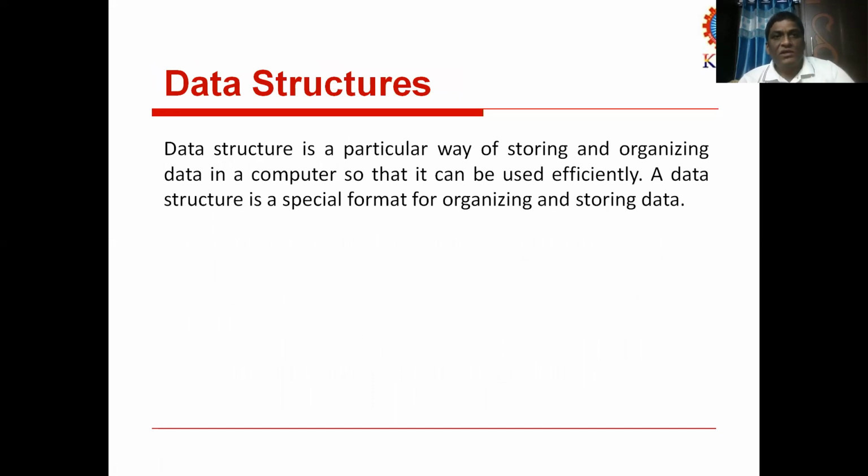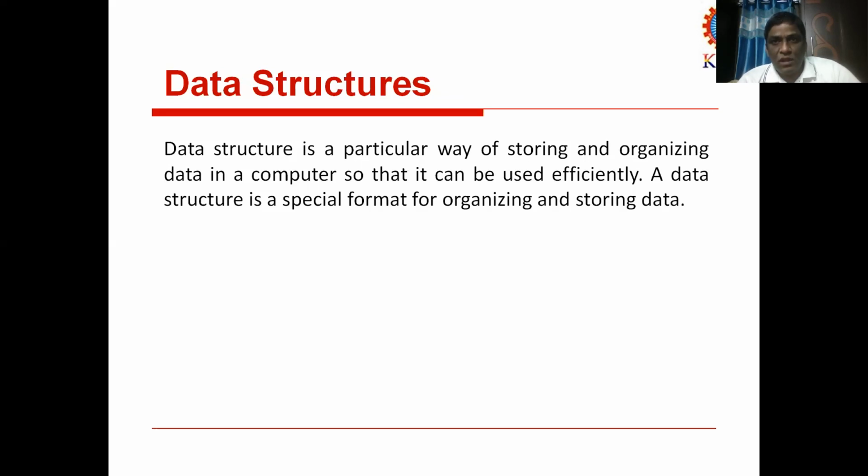And coming to the data structures definition, it is simple. It is the way of storing and organizing data in a computer's memory so that the data is efficiently used. So as simple as it is, a data structure is nothing but the way of storing the data in memory so that it is used efficiently. What does this efficiency mean? Let us understand it with the help of an example now.